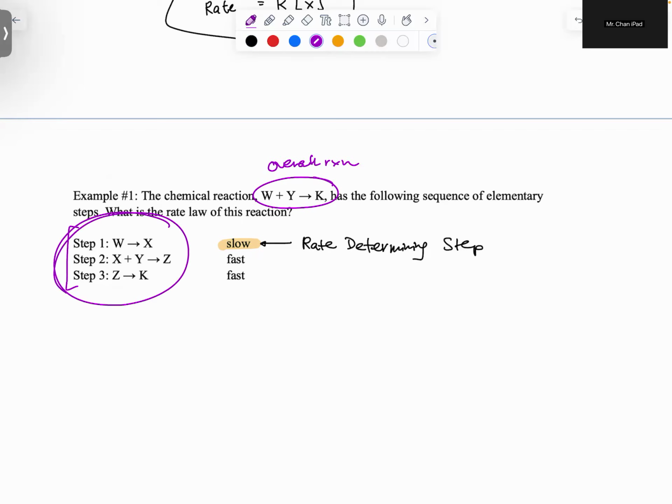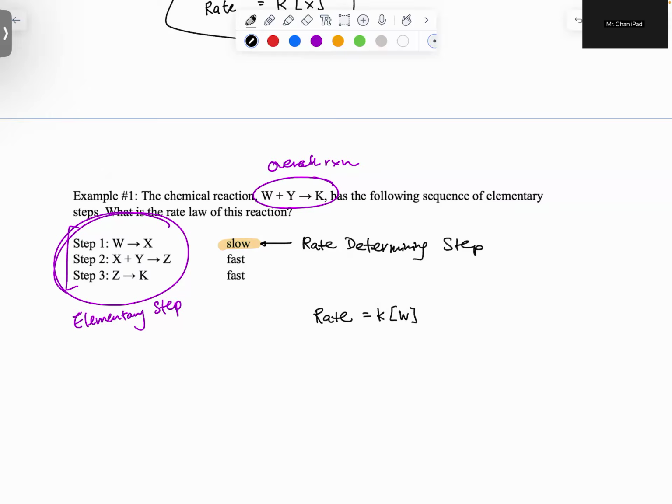Number two, well, this is the overall reaction. These are not overall. We have a very special name for this. This is called elementary step. The little step, the actual steps to make your products. When you have elementary step, you will use the reactant and the coefficient to write down your rate law.